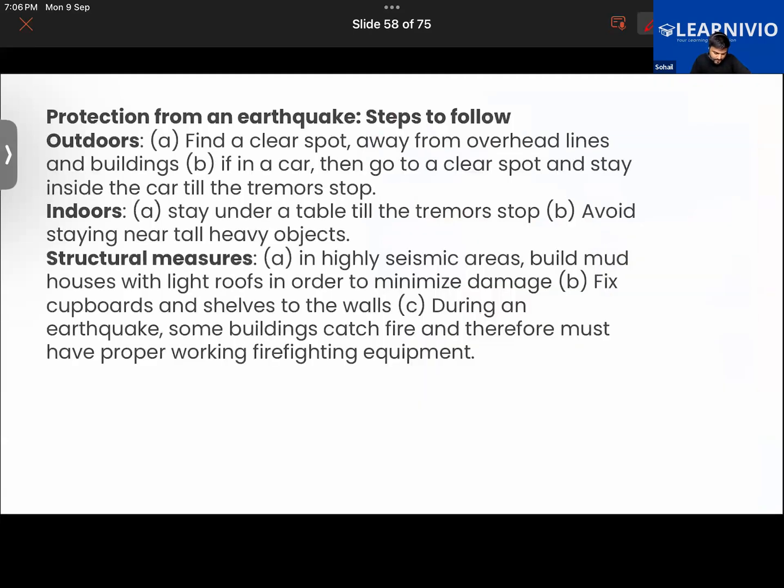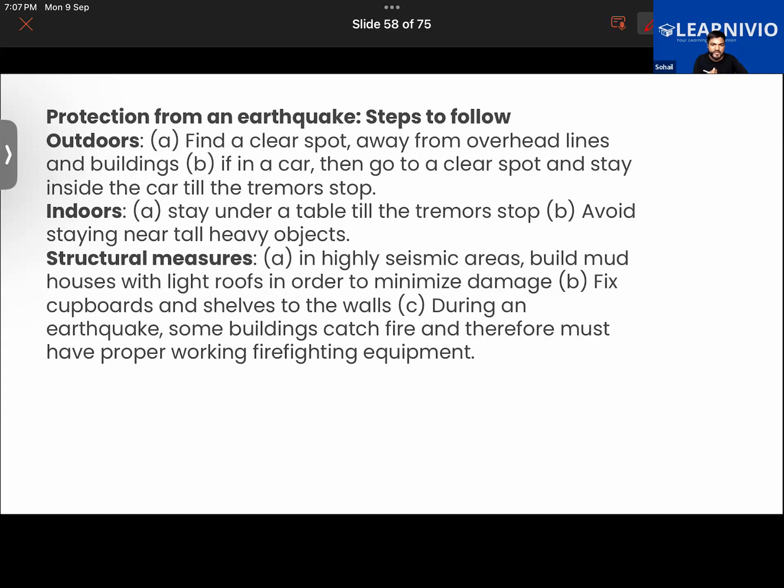Okay. Yes, sir. Then what are the protections we have to follow whenever there's an earthquake? Like when you are outdoors, away from your house. Then you have to find a clear spot, away from overhead lines, meaning the current carrying wires, or the buildings. If you're in a car, then you should go to a clear spot and stay inside the car until the tremors stop, until the shaking of the earth stops. If you're inside the house, then you should stay under a heavy table or under a heavy bed till the tremors stop, and also avoid staying near tall heavy objects.